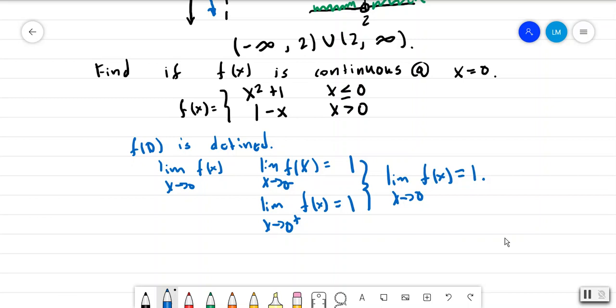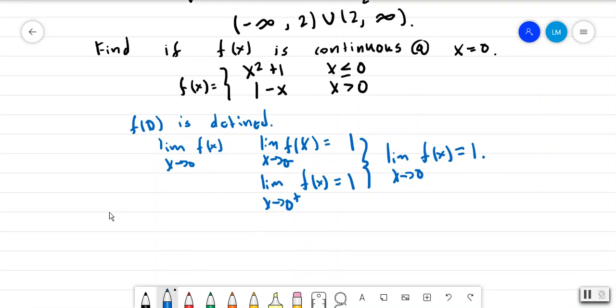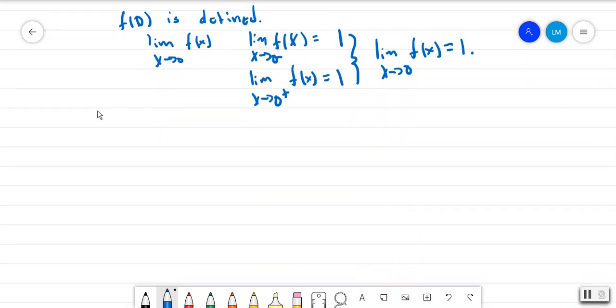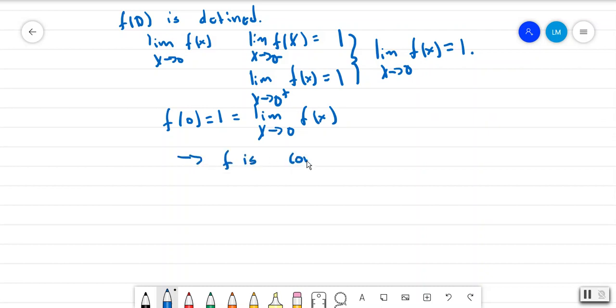Now, the last checkpoint says that you need to have that the limit value is equal to the function value, and it is. So we have that f of 0 does equal 1, which is also equal to the limit as x approaches 0 for f of x. So what this means is that f is continuous at x equals 0.